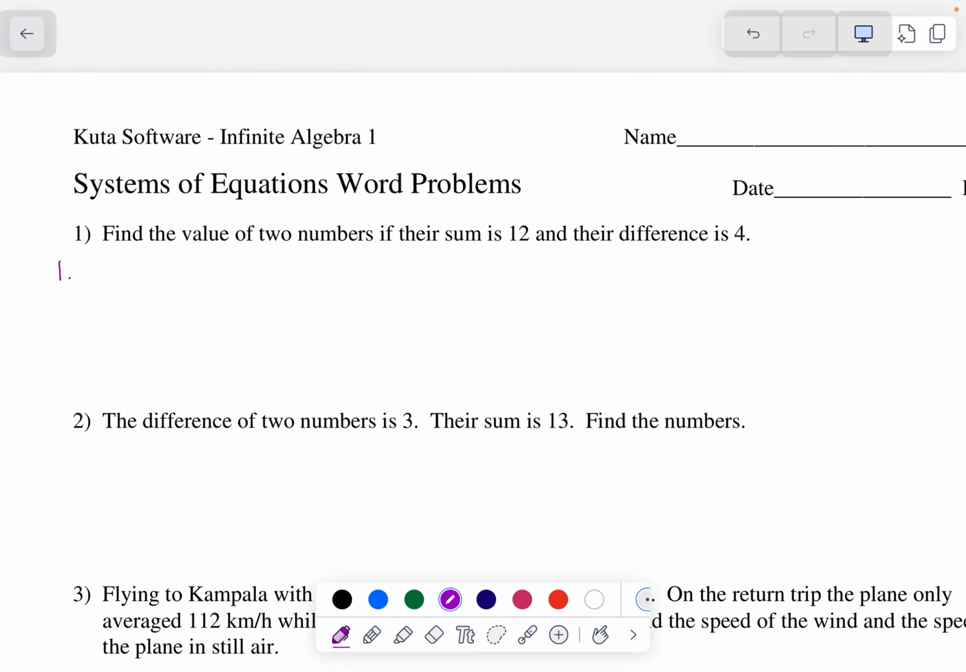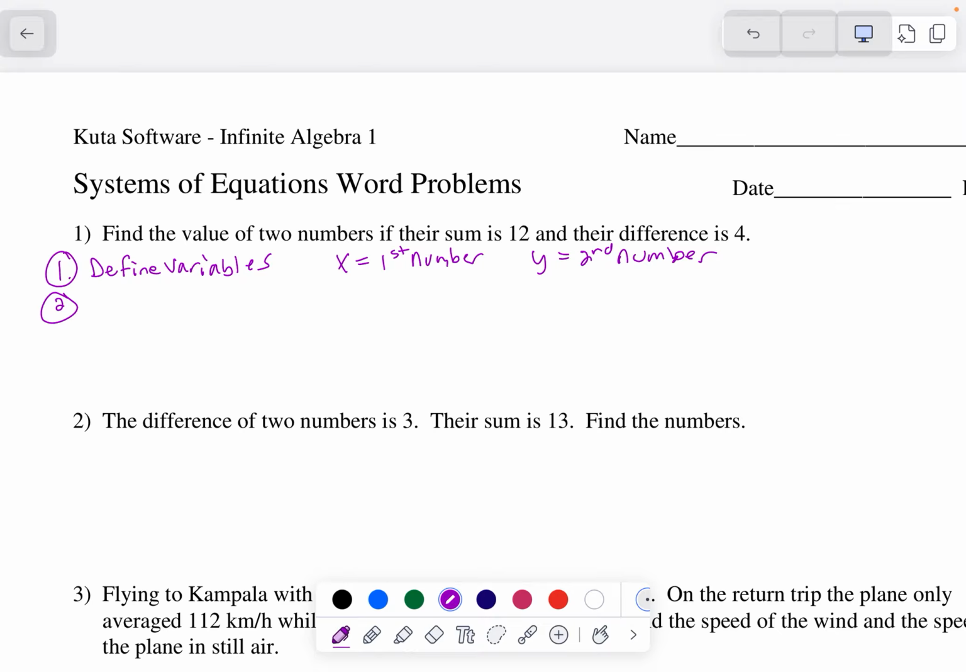The first thing we want to do, step 1, is define the variables. In this problem, it says find the value of 2 numbers. So we're going to call x the first number and y the second number. If you use a and b, if I use x and y, if somebody else uses n and m, it doesn't matter. Just define your variables and say what they mean.